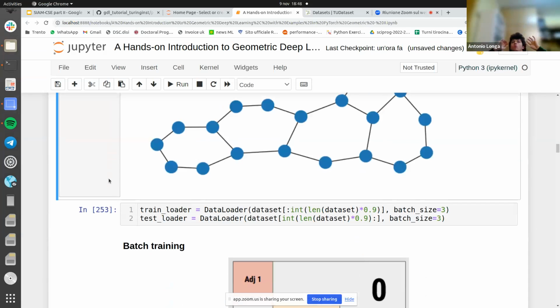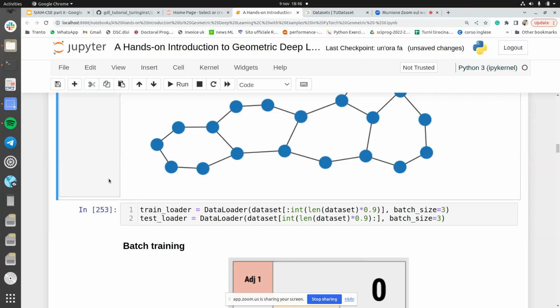Okay. Now, since we are working with graphs and these molecules are quite small, we can train in batch. So instead of updating the gradients each time for each graph, we can collect a series of graphs together, go through the network, make the prediction, compute the loss, and compute the gradients.